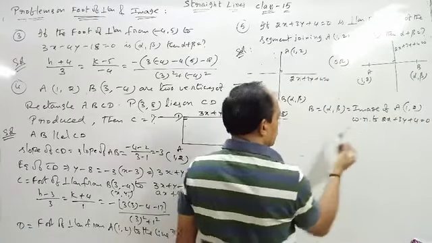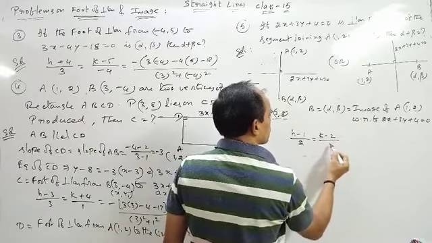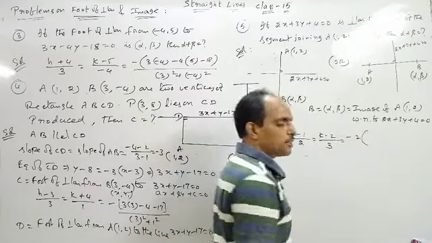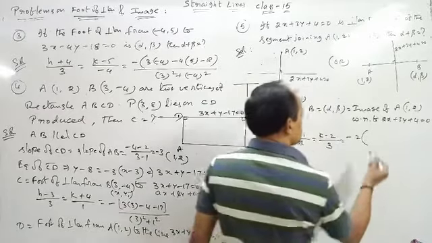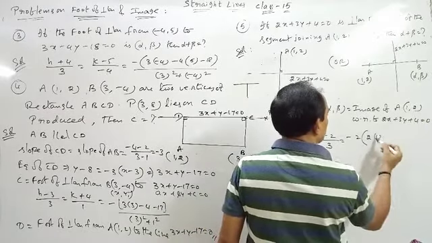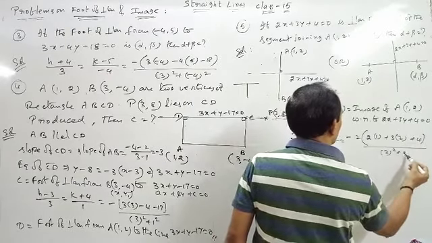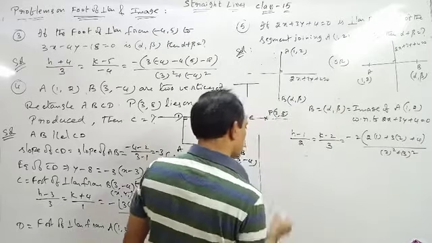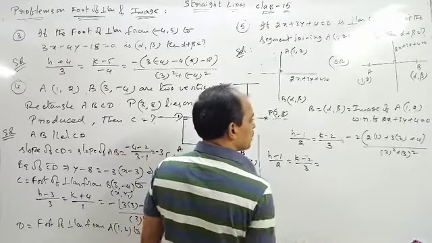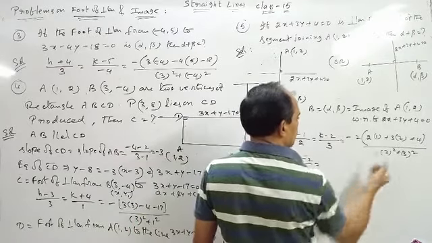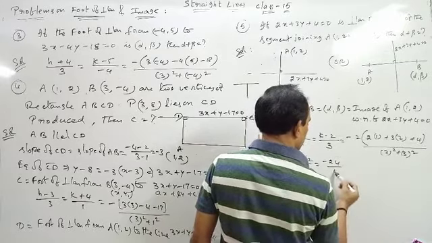How to find the image? Formula is same. h minus x1 by a is equal to k minus y1 by b is equal to minus 2 into the foot of perpendicular formula, just substitute the point here: 2 of 1, 3 of 2 plus 4 by 2 square plus 3 square. That is h minus 1 by 2 is equal to k minus 2 by 3 is equal to minus 2 plus 6, 8 plus 4, 12, 12 into 2, 24 by 4 plus 9, 13.